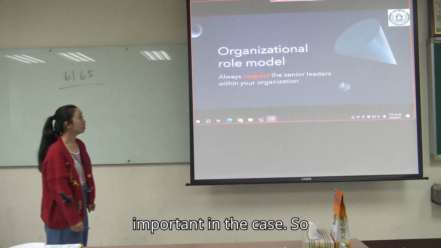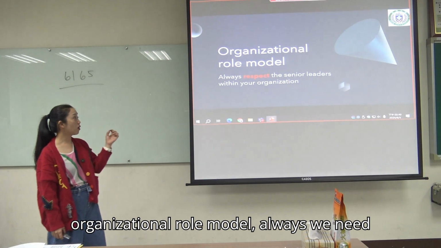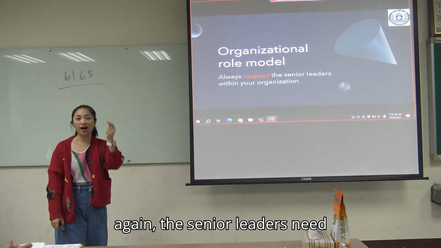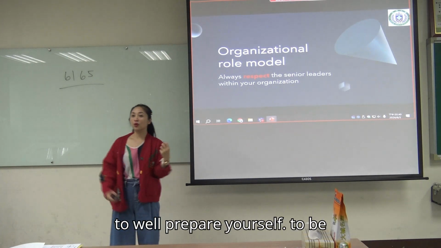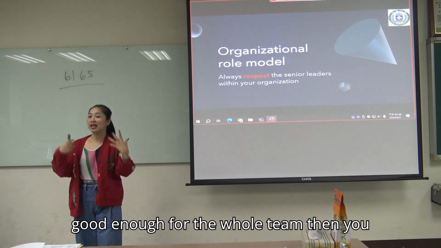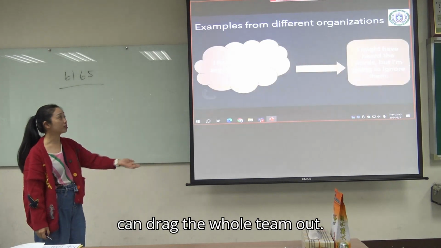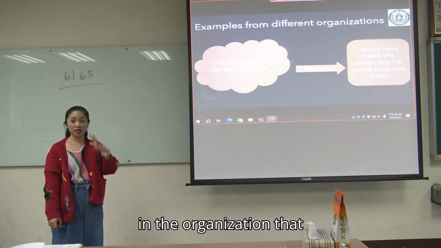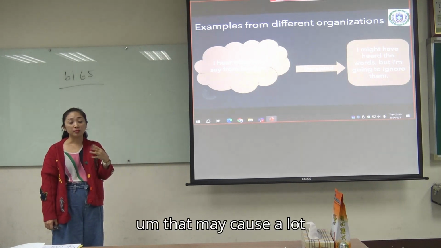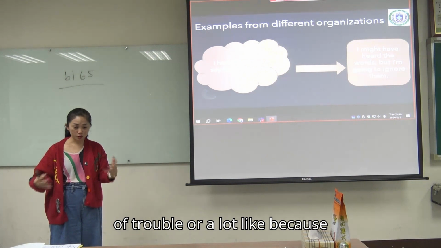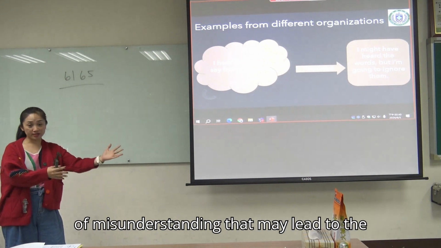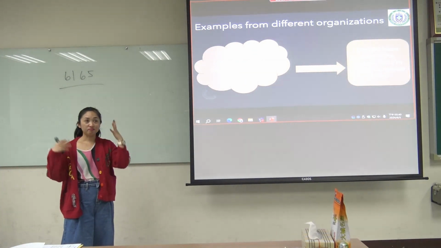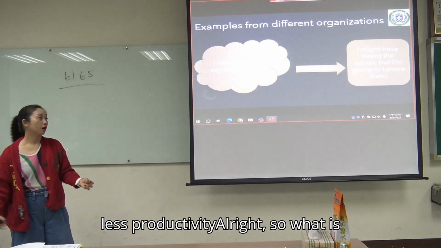So as an organizational role model, we always need to respect the senior leaders within the organization, as I mentioned. Again, the senior leaders need to prepare themselves well to be good enough for the whole team, so that you can drag the whole team up. However, there are also misunderstandings in the organization that may cause a lot of trouble and lead to less productivity. So what is this?